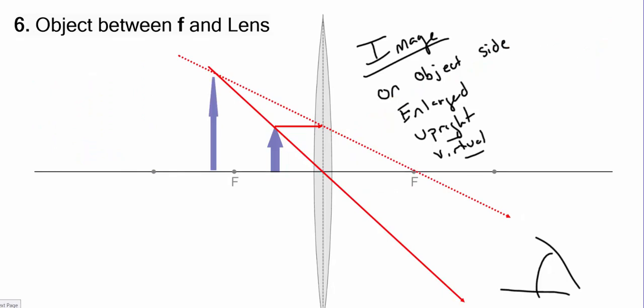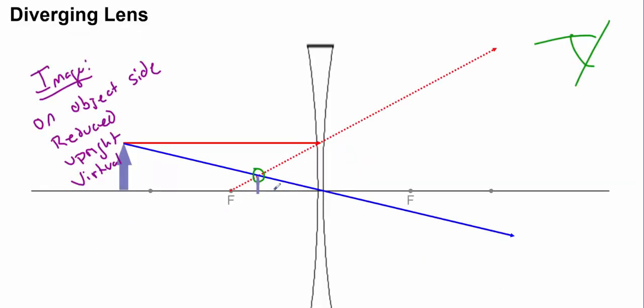So compare this to case 6 for your converging lens. The only difference here is the converging lens made it enlarged, and the diverging lens makes it smaller. That's going to come into play. It's very important to understand the difference. Those are really the only difference as to how the image appears. Of course, how you draw it is definitely different.